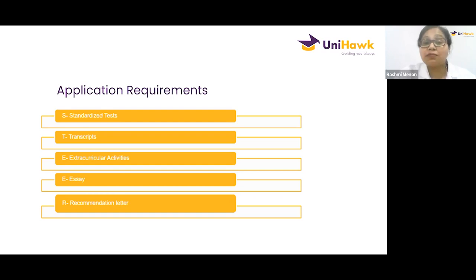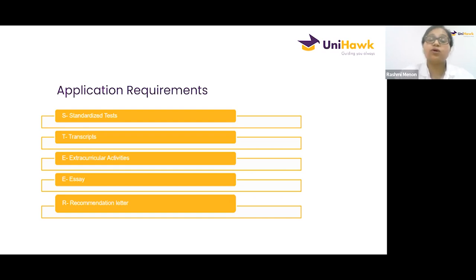Now, there is a common myth that the UK is completely academically oriented and they only look at numbers and grades, etc. However, that's not necessarily the case. They do look at your extracurriculars and the entire profile of the student and the applicant. So what makes you different from every other applicant?